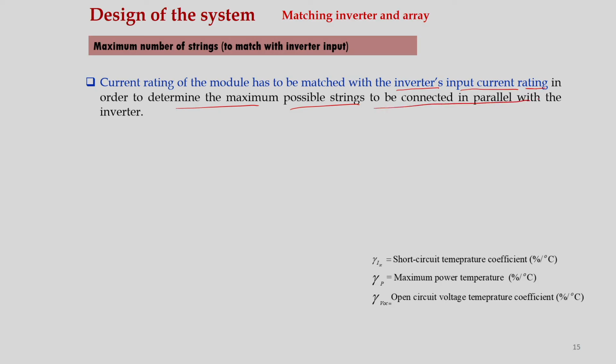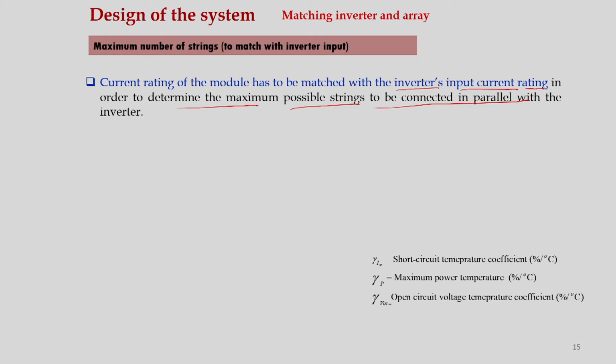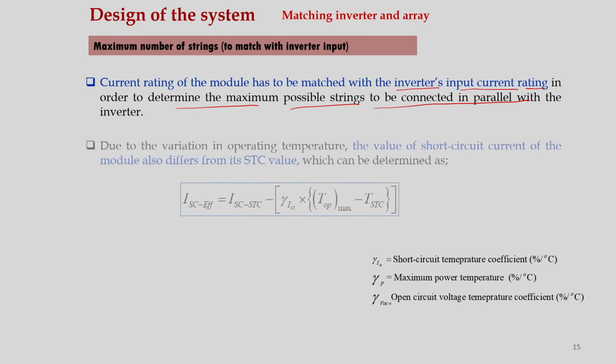So, so far what we have discussed is the number of modules to be connected in series, the minimum number of modules and the maximum number of modules to be connected in series. Now, we must know the number of modules to be connected in parallel. Once we have decided on this series connection or strings, then we have to connect them in parallel. So, this is the procedure for how we can do it.